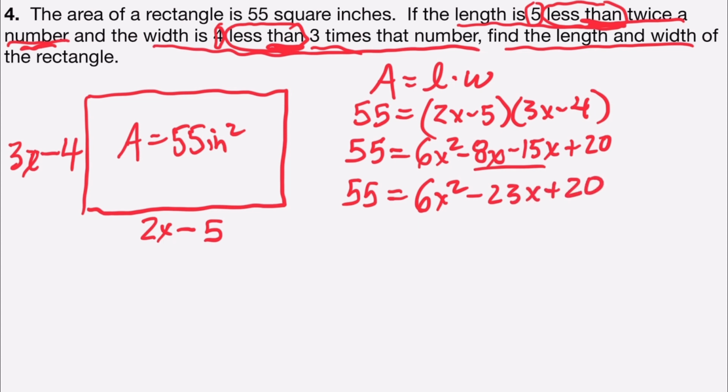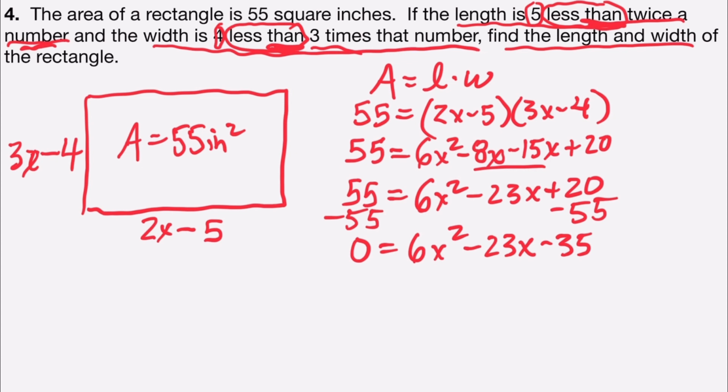I have a quadratic equation because of the square on the 6x squared, so I'm going to subtract 55 from both sides to make one side equal to 0. So 0 will equal 6x squared minus 23x minus 35. And now I'm going to factor. Most trinomials will break into two binomials if they're factorable.